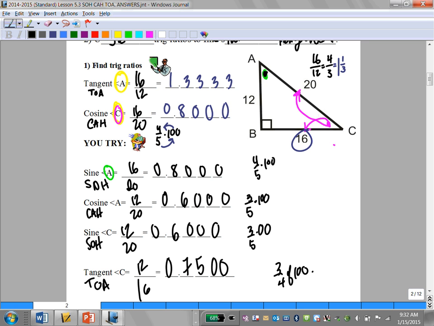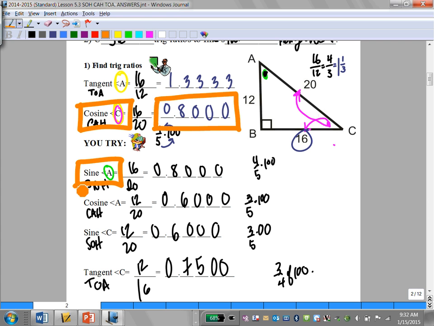Ready? Take a peek. Check. Yes? Okay, now I want you to do something. There's something I want you to observe. There's an interesting pattern. So take your pencils, please. I want you to do this with me. I want you to box cosine of A, box it. And I'd like you to box the answer, 0.8000. Now I'd like you to box sine of A. Now I'd like you to box its answer. 0.8000.